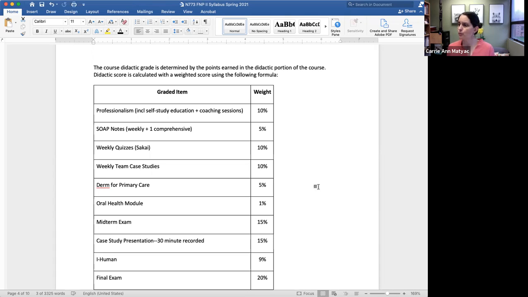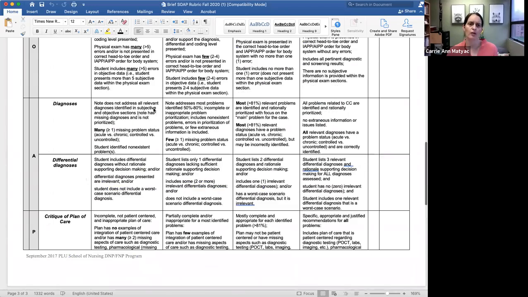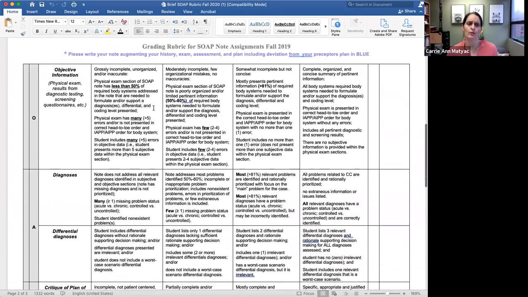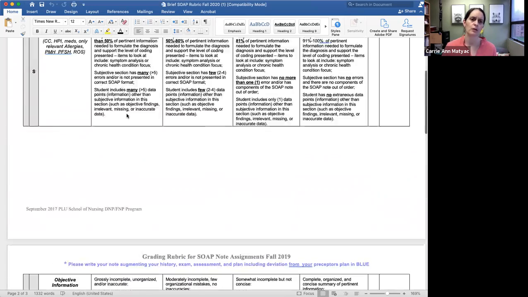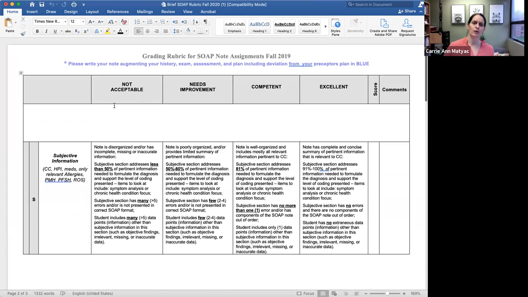There's a SOAP rubric. I feel like maybe I should just go over it really briefly, so if you can be patient with me, I will stop my share and then share the other screen. So I have up here the brief rubric for your SOAP notes. There are the scores, 1 through 4: not acceptable, needs improvement, competent, and excellent.